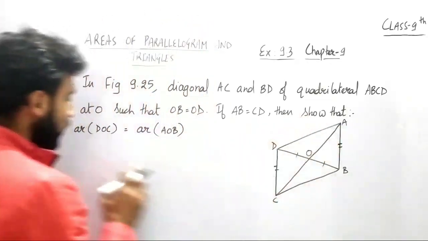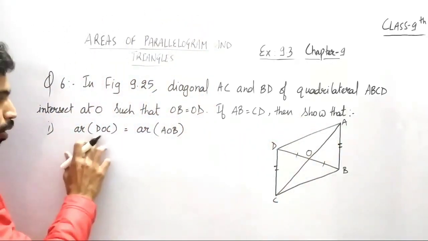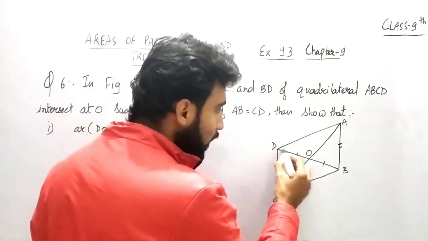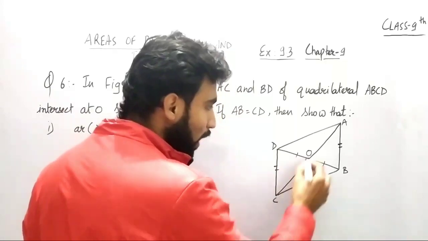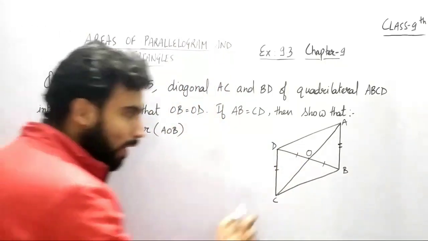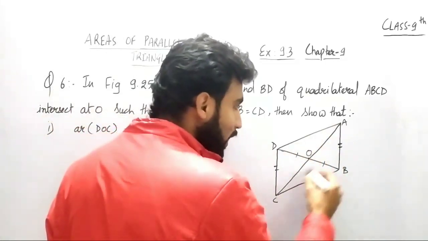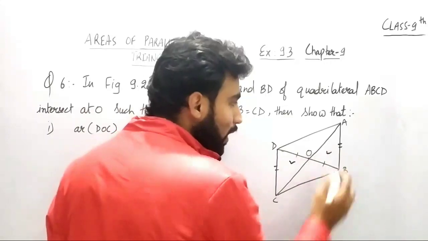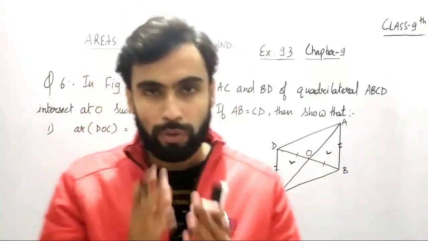Now we have to show that the area of triangle DOC is equal to the area of triangle AOB. So जो DOC का एरिया है वो इस ट्राइंगल AOB के एरिया के इक्वल है, ये हमें प्रूव करना है, राइट? सो हाउ वी विल डू इट?